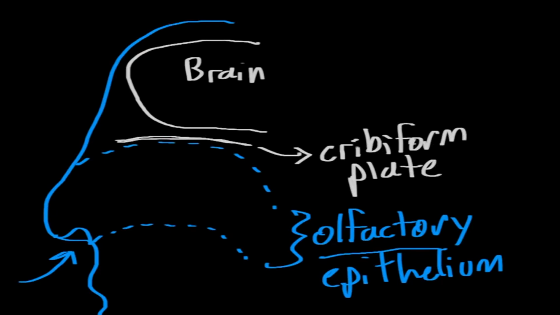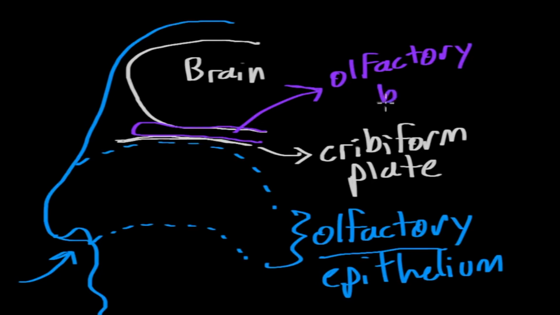And sitting right above the cribriform plate is a little extension from the brain. I'm drawing it in here in purple, and it looks like a little bulb, and this is known as the olfactory bulb. So again, olfaction, olfactory bulb. The olfactory bulb is basically a bundle of nerves. It's one of the cranial nerves that exits the brain. And this bundle of nerves sends little projections through the cribriform plate into the olfactory epithelium.